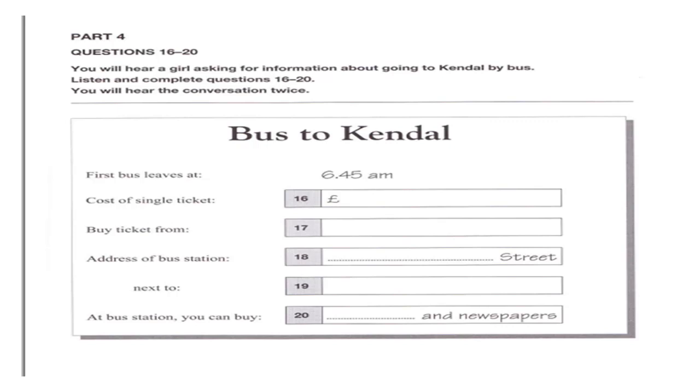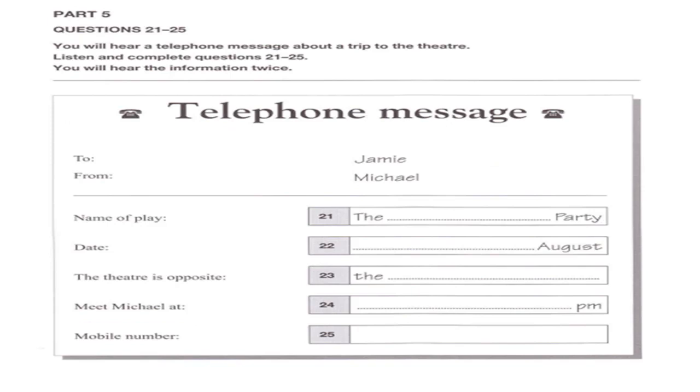This is the end of part four. Now look at part five. You will hear a telephone message about a trip to the theatre. Listen and complete questions 21 to 25. You will hear the information twice.